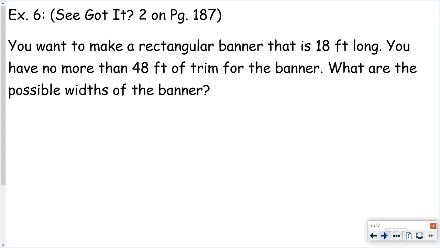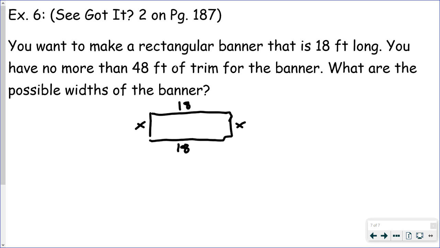All right, I think the next one I've got here is a word problem. You want to make a rectangular banner that is 18 feet long. You have no more than 48 feet of trim for the banner. What are the possible widths of the banner? So let's draw a quick picture here. So I've got this banner. That's a terrible picture. That's 18 feet long, and we don't know its width.